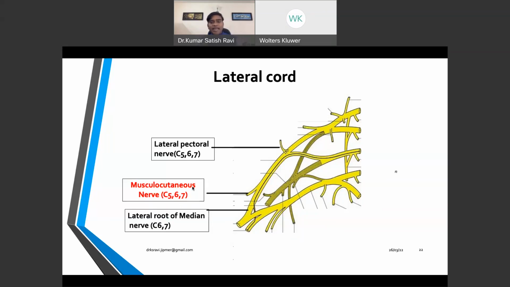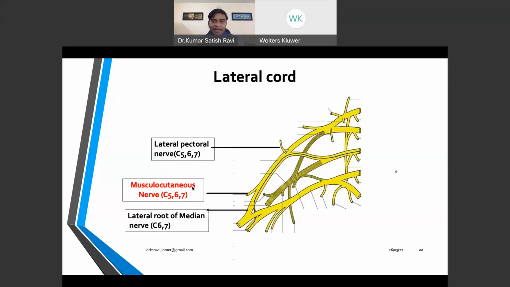So what I wanted to say is that this musculocutaneous nerve gives branches to all the muscles of the anterior compartment of the arm. These are the coracobrachialis, the biceps brachii, and then the third one is the brachialis, right?